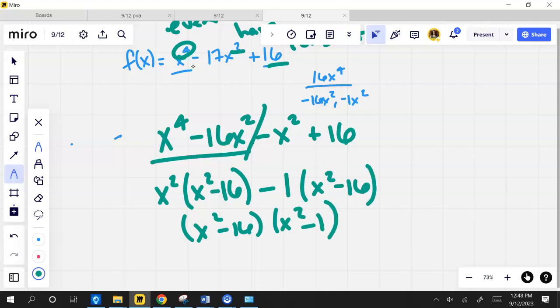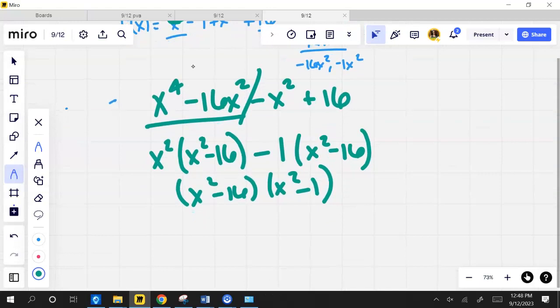Did it say factor or did it say solve? Oh, so I do. I plan on a review of some old stuff today. All right, so here, x equals plus or minus 4, x equals plus or minus 1. That's it.